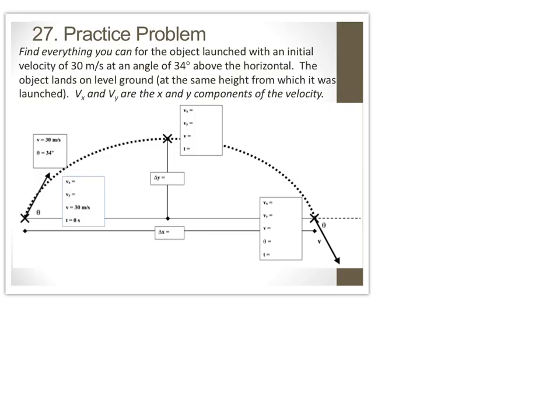All right, we're going to do another find-everything problem, except this time with an angled launch. I see that this object is being launched at a speed of 30 meters per second at an angle of 34 degrees. So the first thing I'm going to do is break that into x and y components. The x component is going to be 30 cosine of 34, and that represents VIX because it's the x component of the initial velocity. The other component, VIY, is going to be 30 sine of 34.